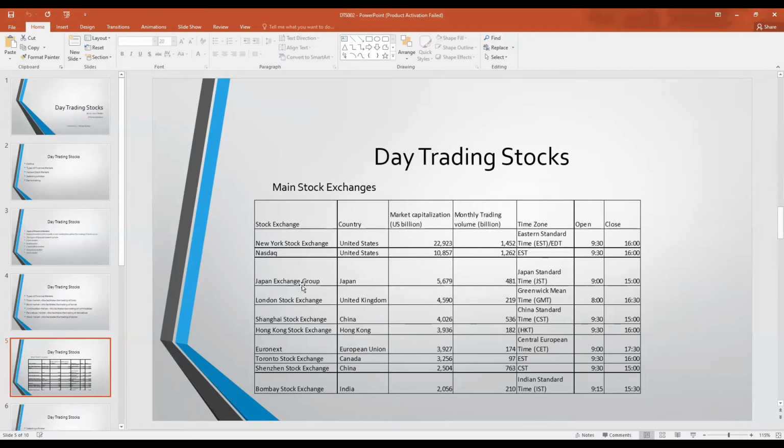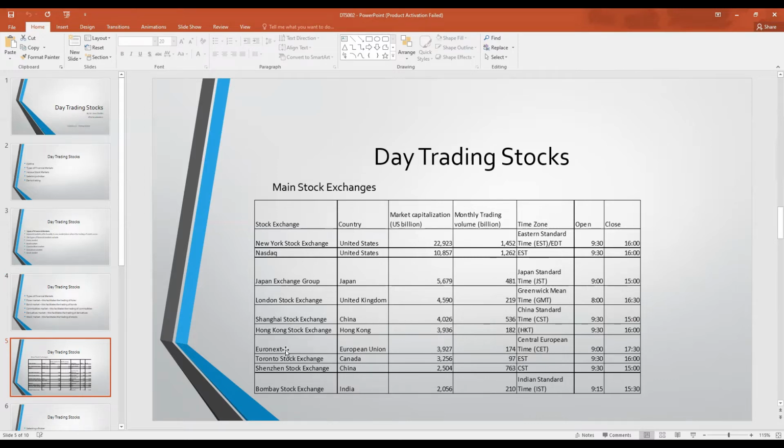We have the Japan Exchange Group. This is located in Japan. The market capitalization is 5 trillion. We have the London Stock Exchange, located in the United Kingdom. The market capitalization is 4.5 trillion. We have the Shanghai Stock Exchange. It's located in China. The market capitalization is 4 trillion. We have the Hong Kong Stock Exchange. It is located in Hong Kong. The market capitalization is 3.9 trillion.